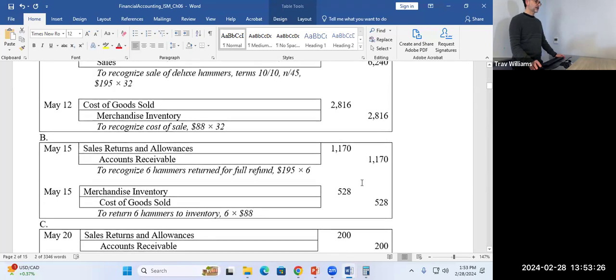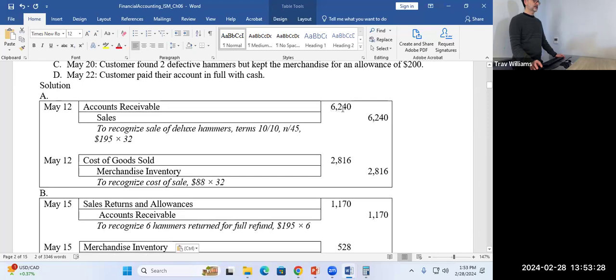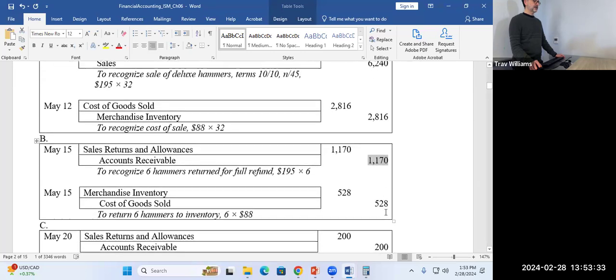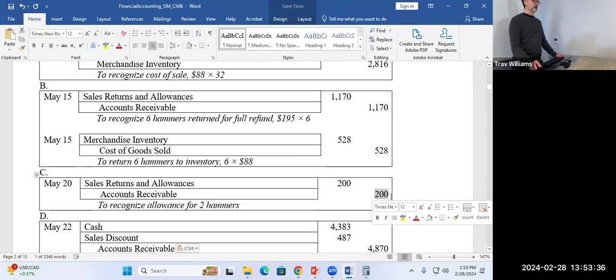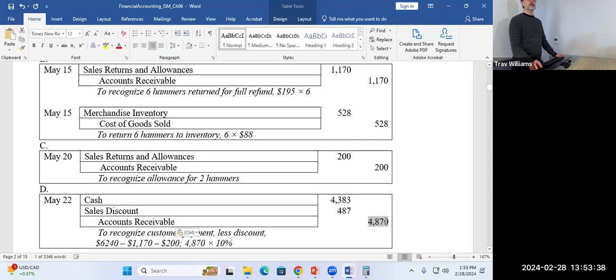If we look back, originally they owed us $6,240. We reduced that by $1,170. Then we reduced it by $200. Now when they pay it off, we have to take off the remaining $4,870. They got a 10% discount by paying within the discount window, which is $487. And when we subtract that from the accounts receivable amount, we get the $4,383 cash that they have to pay.